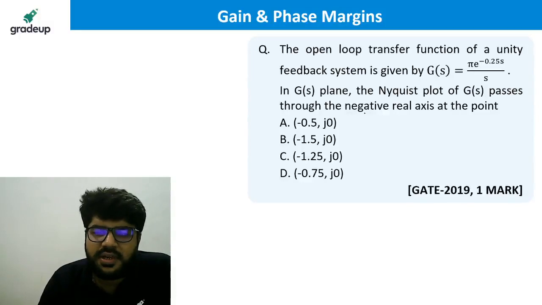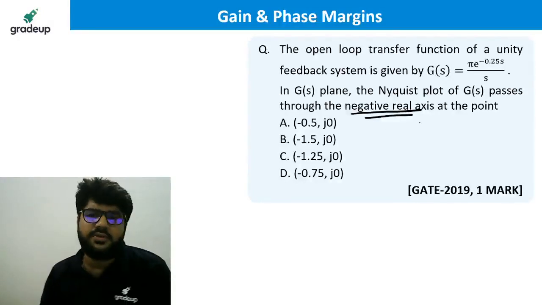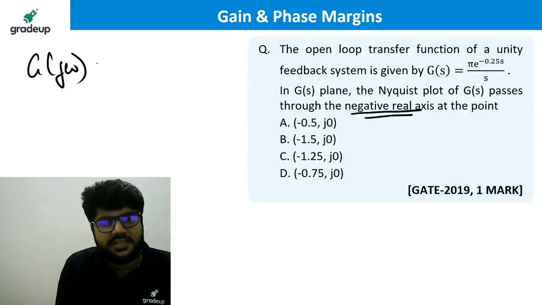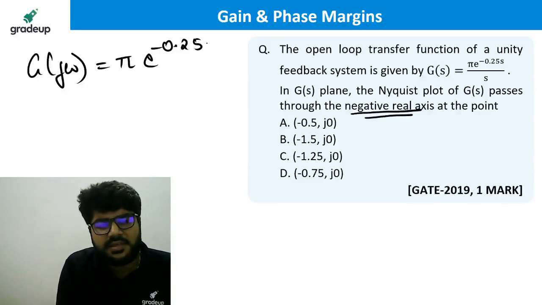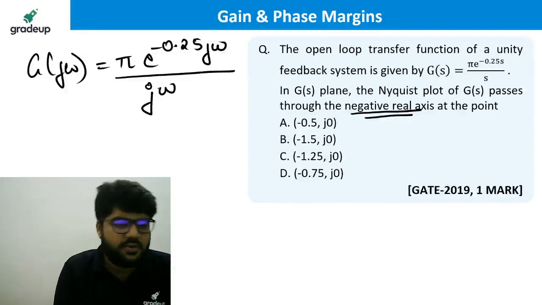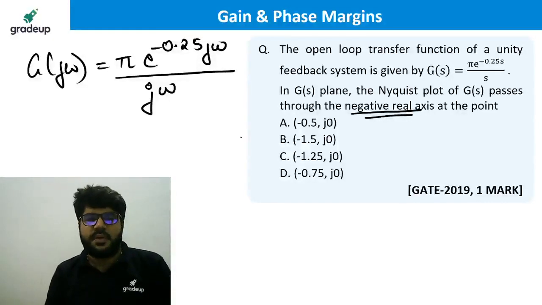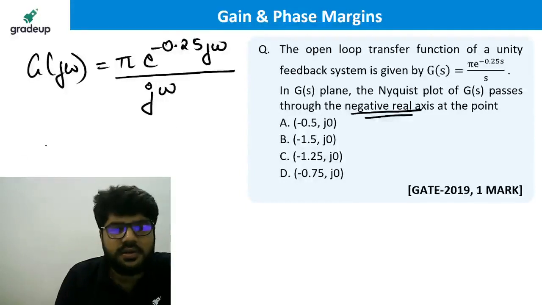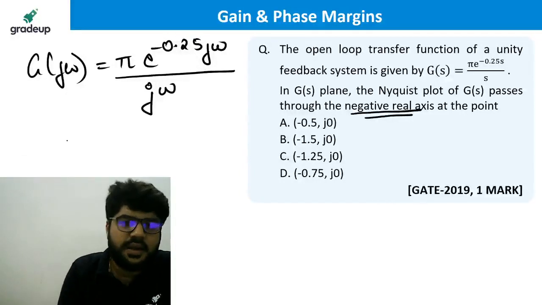Nyquist plot passes through the negative real axis. Negative real axis means the phase is negative real axis, and the point at which you cut is the phase crossover frequency. First you have to calculate the phase crossover frequency only. What is G(jω)? π e^(-0.25jω) divided by jω. Correct? This is G(jω).